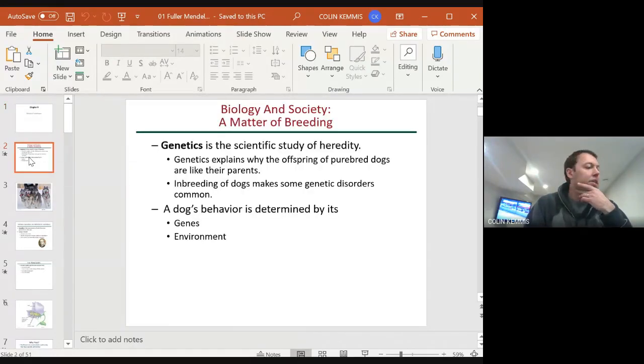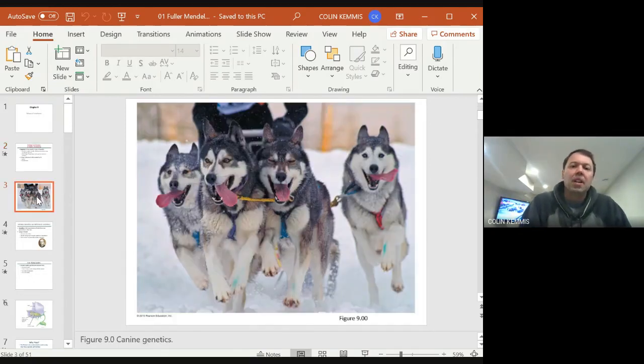All right, so the chapter starts out with the patterns of inheritance. We have genetics being the scientific study of heredity, and heredity is how different traits are inherited from your parents. And it starts off with the idea of the dogs, and we can breed dogs, and we can figure out what traits we want to keep, and what their parents have probably going to get passed on to their children, and so we can start to breed the types of dogs we want. Here you have the sled dogs.